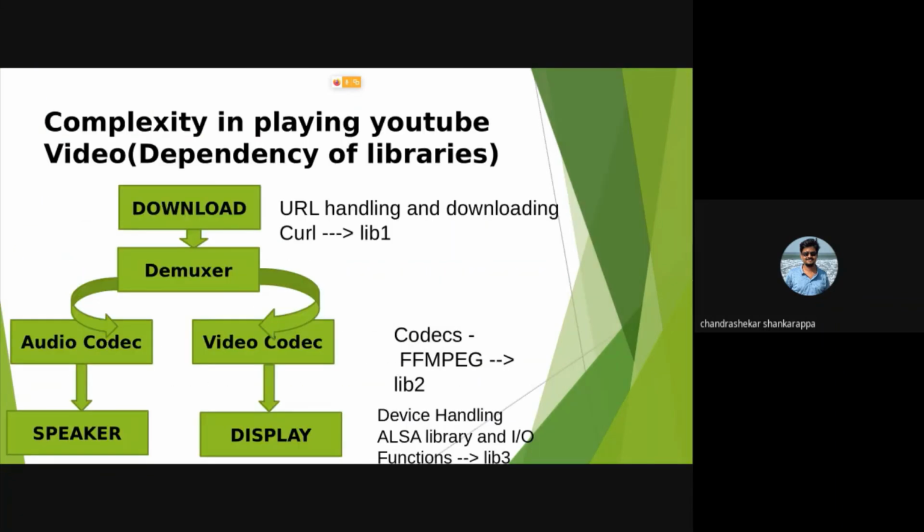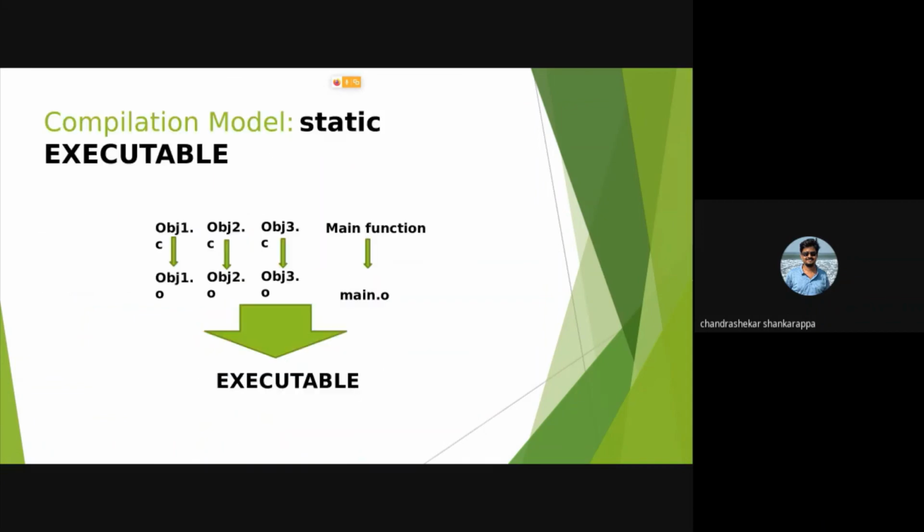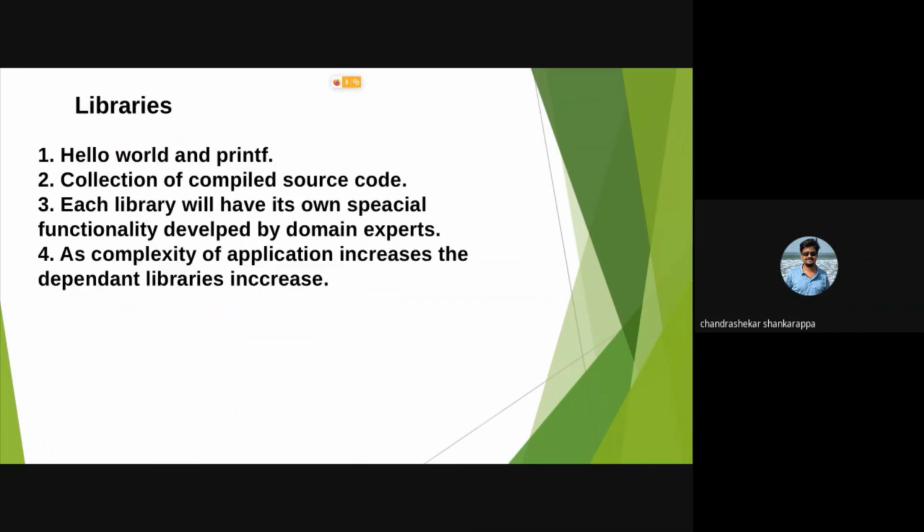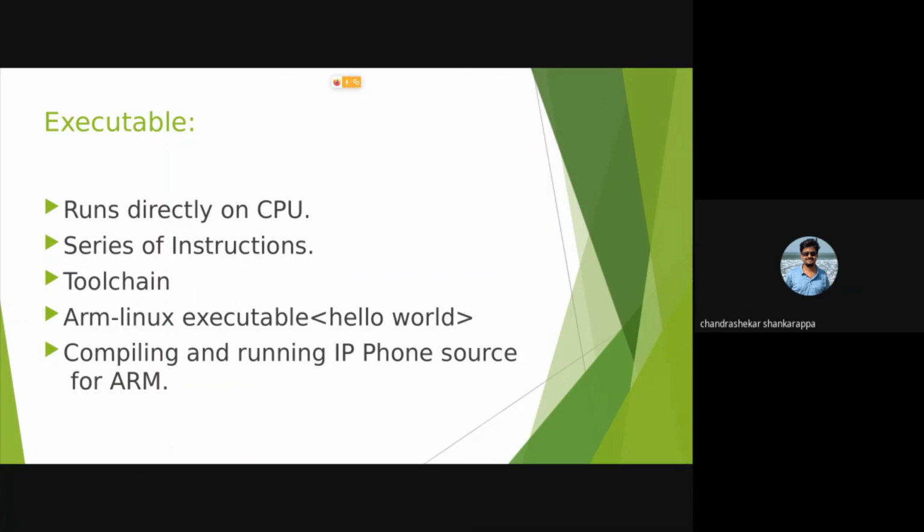Let me start the topic. All of you are aware, right, what an executable is? An executable is some piece of file which runs on the CPU, and it is a series of instructions. An executable is formed by compiling the source code. In Linux, there is something called a toolchain. A toolchain is a set of applications and a debugger.